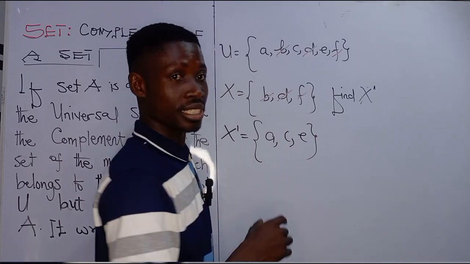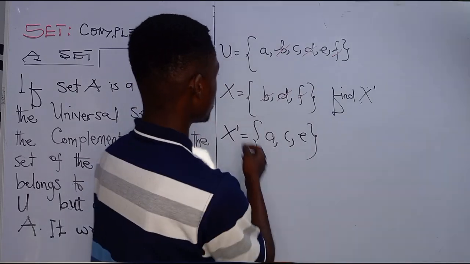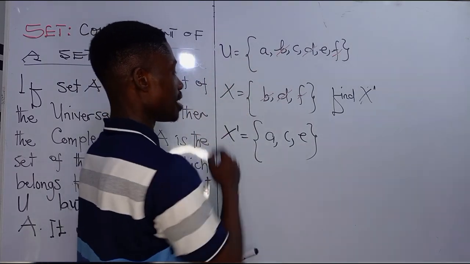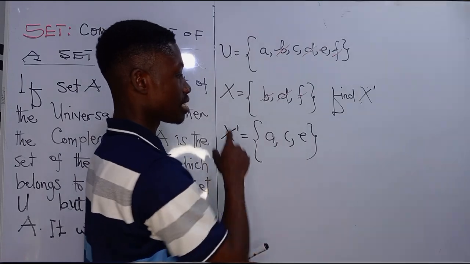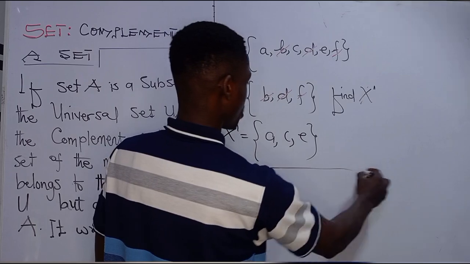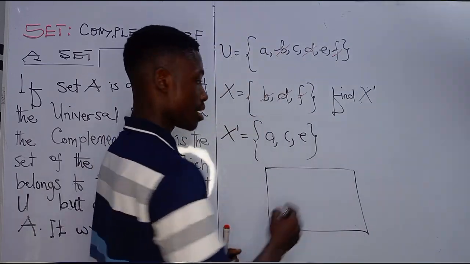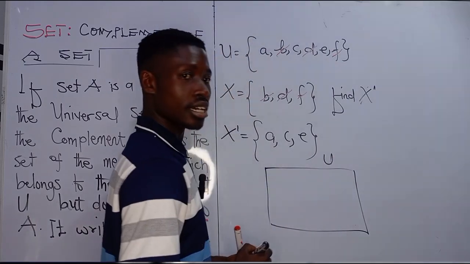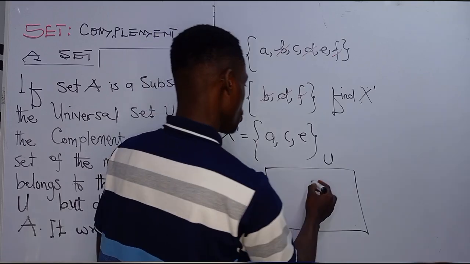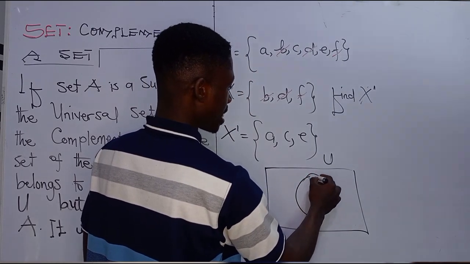Now, complement of a set, you can also use the Venn diagram to represent it. Good. So we are saying that we have a universal set U and then a subset of what? The universal set, which is X. So in representing it using the Venn diagram, we have this, and then we have our universal set. We are having only one subset, which is X, so we are going to draw only one circle. So this circle represents what? X.